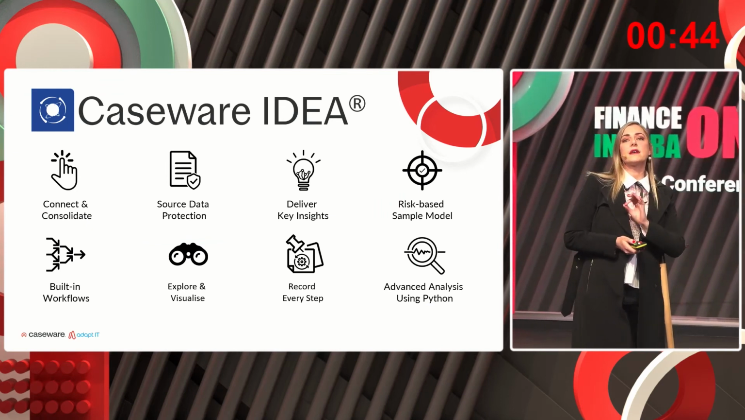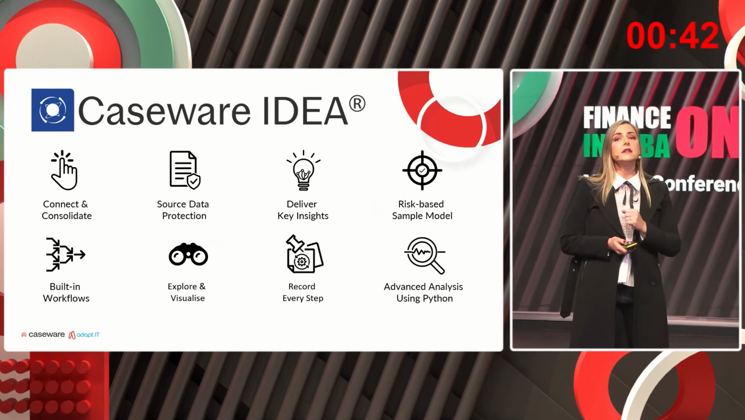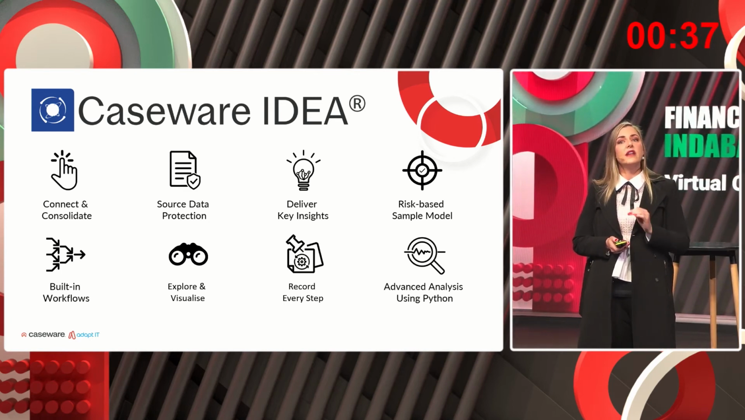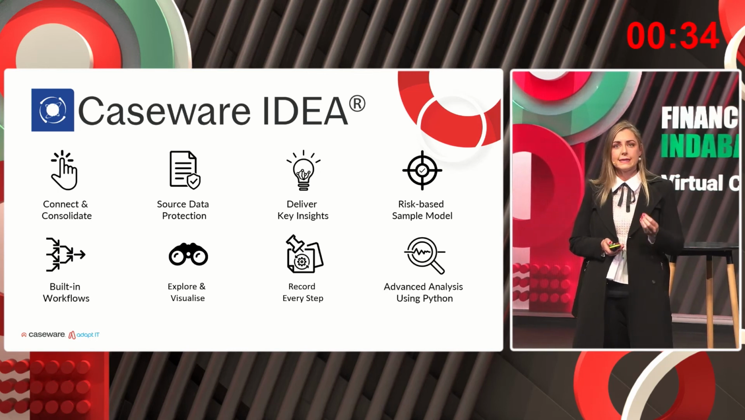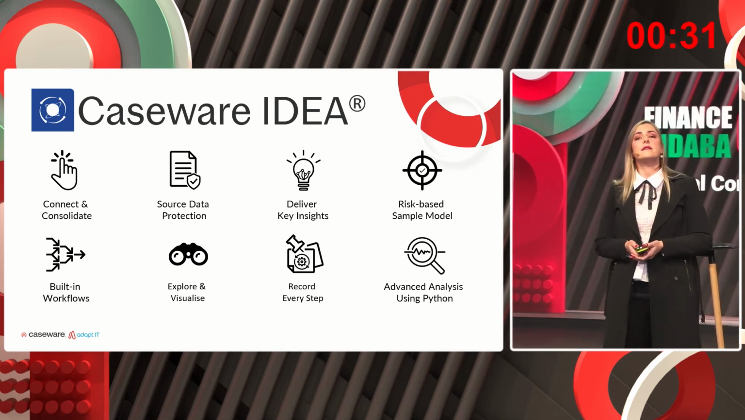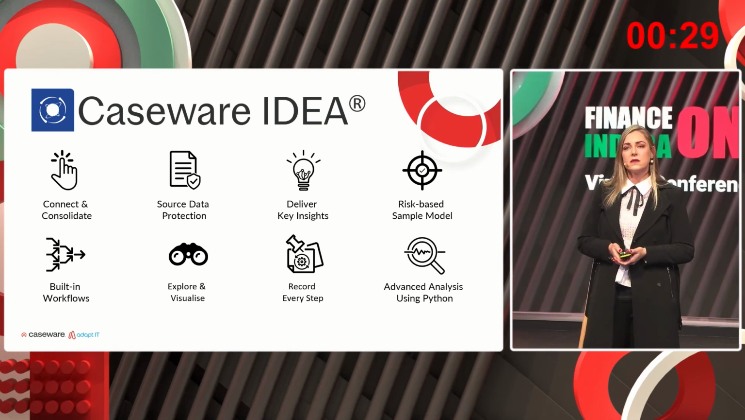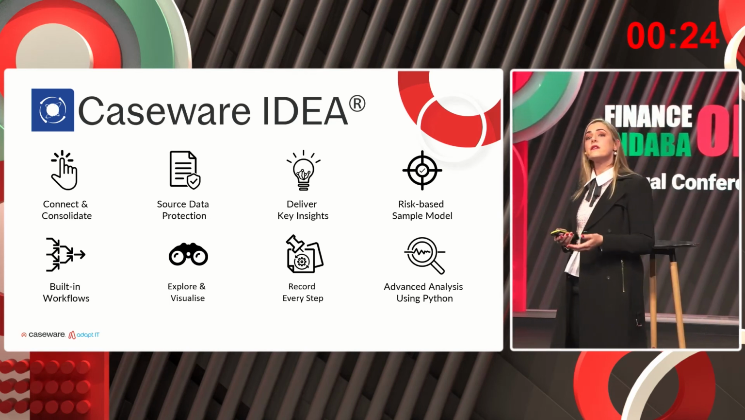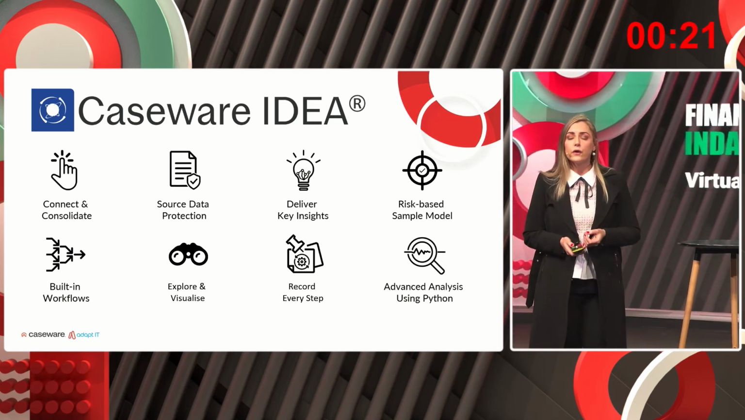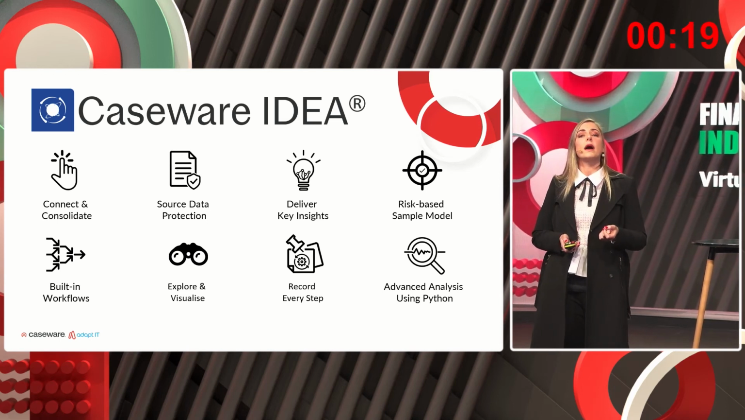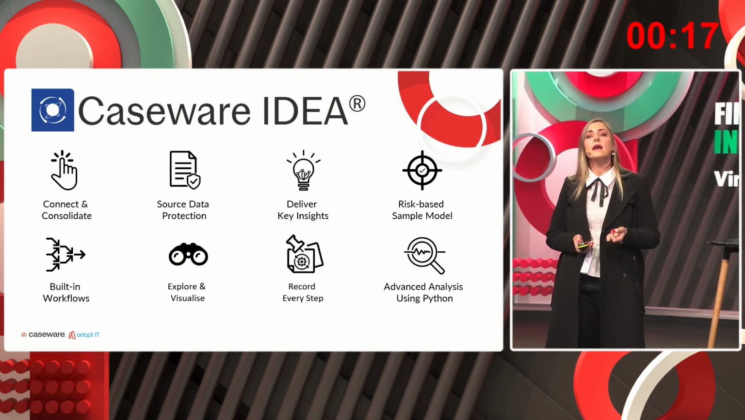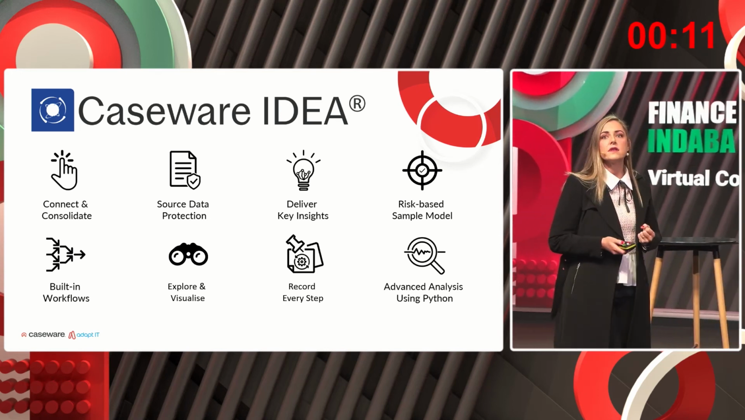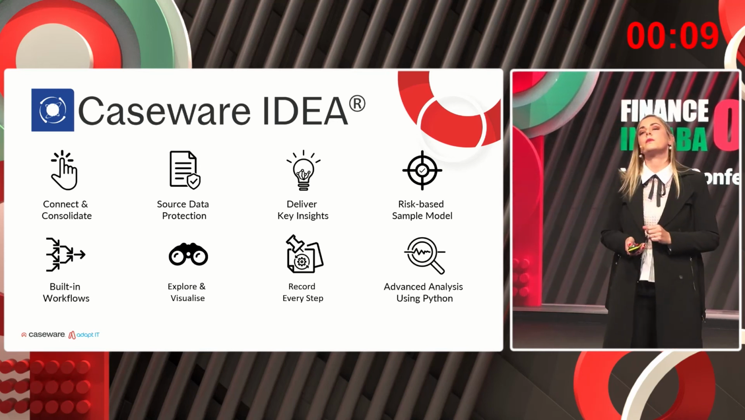So lastly, let's just discuss some of the features. You can connect and consolidate all the info that you have in any format. There's source data protection, and this never changes the info that you import. So ultimately, there's data integrity. You can deliver key insights with over 100 functions for robust analysis, including your aging, duplicate detection, and Benford's law. It applies risk sample-based modeling. There are built-in workflows. You can explore and visualize whereby you can identify patterns, trends, and outliers. And then you also have the ability to record every step, which provides an audit trail and obviously evidence. And lastly, you can do the advanced analysis.